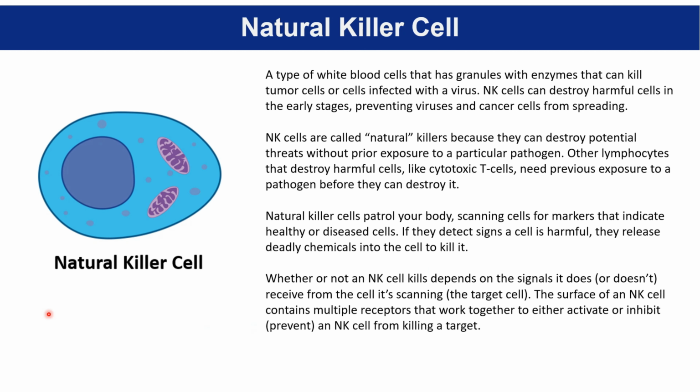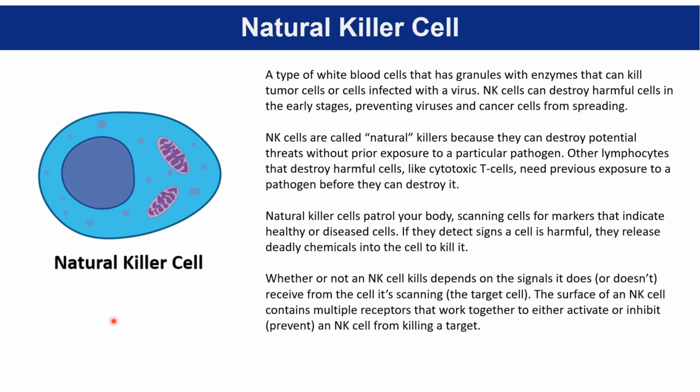So there is another type of cell called the natural killer cell. We should understand that also, because they have a very significant role. This is also a white blood cell that has some granules, and it can directly kill tumor cells or cells infected with some viruses. So the NK cell can destroy cells at an early stage, preventing the virus or cancer cell from spreading.